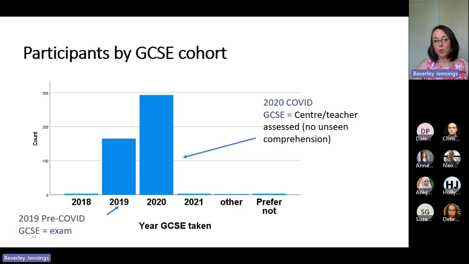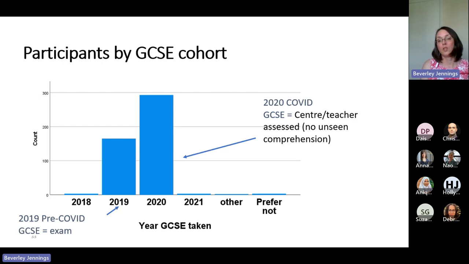And they came from two year groups. Obviously, sixth form colleges normally have two years in them. So some of the cohort had taken their exams in 2019, which was pre-COVID, where they actually sat a proper GCSE exam, like I was describing at the beginning. But then I had another cohort, slightly more, who replied in the younger year, who took their GCSEs in 2020, which was during COVID, where they didn't sit an exam.